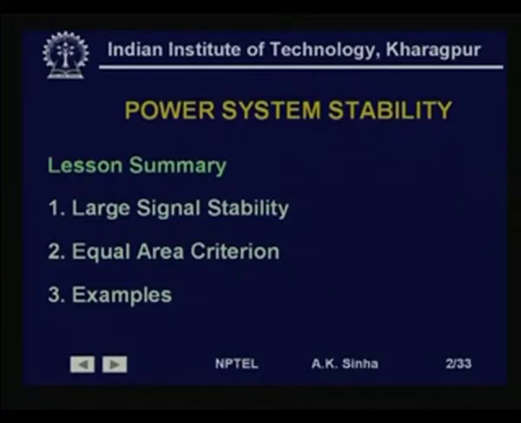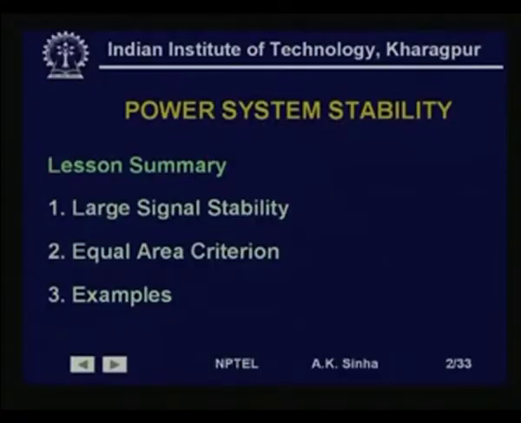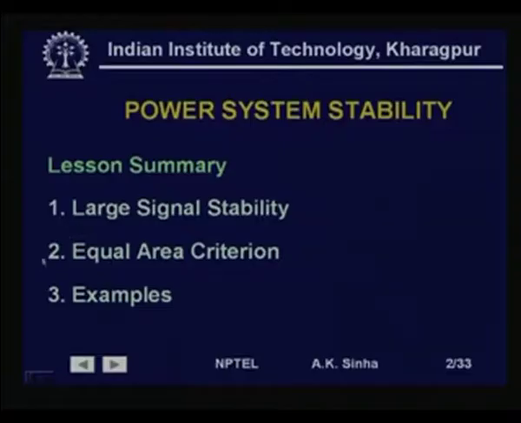about large disturbances, when they take place, how the system responds to that. So, we will start with large signal stability, what we understand here. We will then go into the equal area criterion method for analyzing the stability of a single machine connected to infinite bus system for large disturbance, and we will take some example to clarify how we use this equal area criterion.